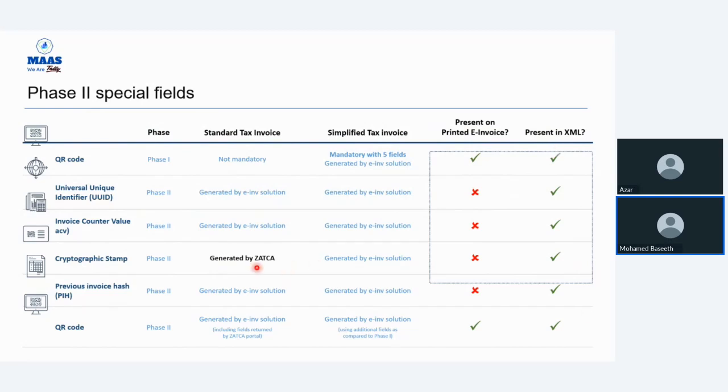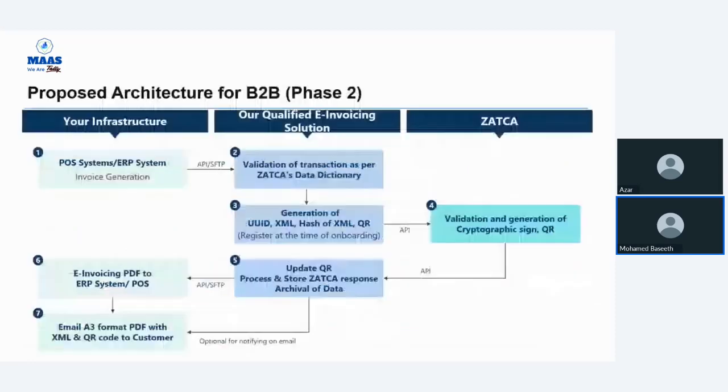One key thing I would like to highlight here is, if you can see here, the cryptographic stamp. Everything is generated by the e-invoice solution, which, for example in our case, will be generated by Tally. For standard B2B invoices, that will be generated by ZATCA. Upon successful validation of the invoice, that cryptographic stamp will be generated by ZATCA itself for B2B invoices.